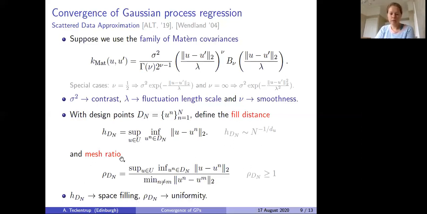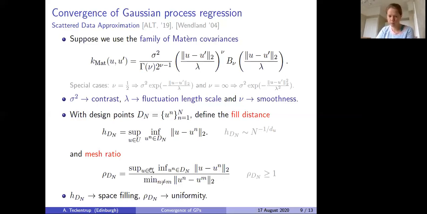You also need something which is called the mesh ratio. The mesh ratio measures something a bit different: how uniform your points are. In the numerator, we have the fill distance h dn. And in the denominator, we have the minimum distance between two points. So what happens if you have two design points or two interpolation points that are very close together? Then your mesh ratio will be very large.